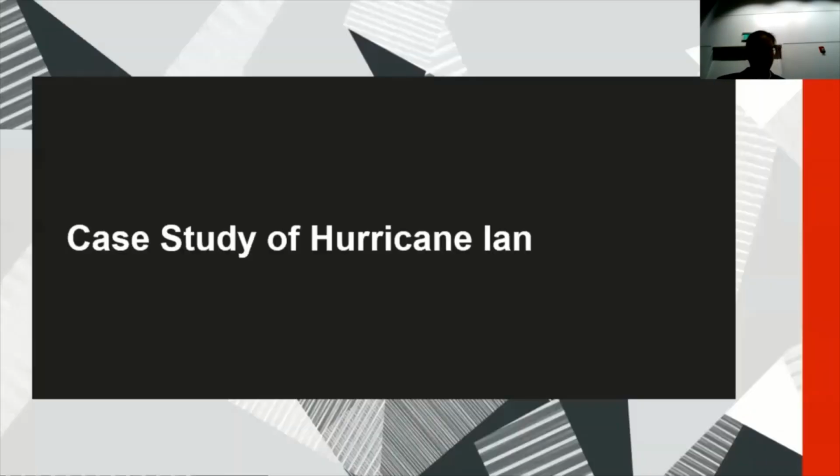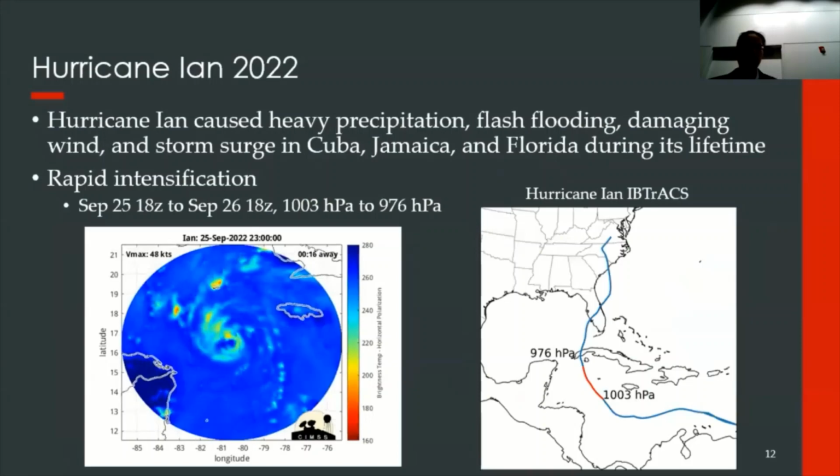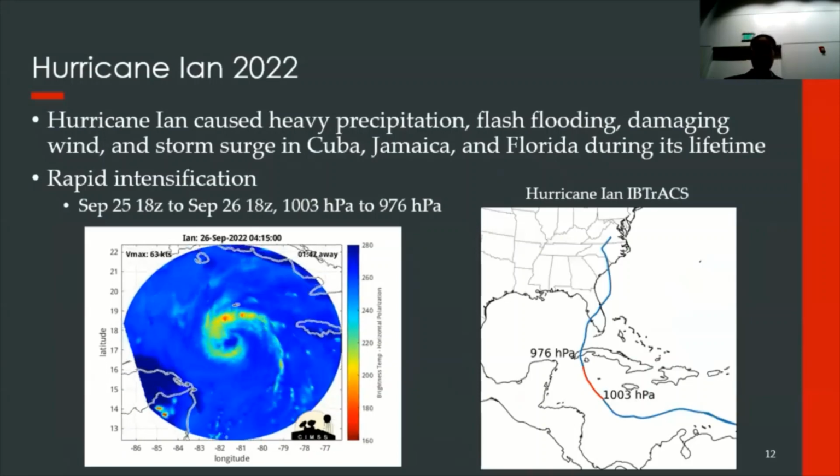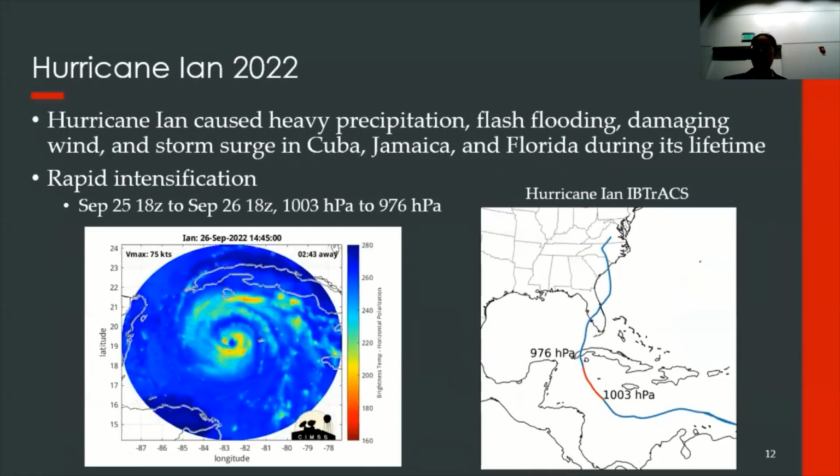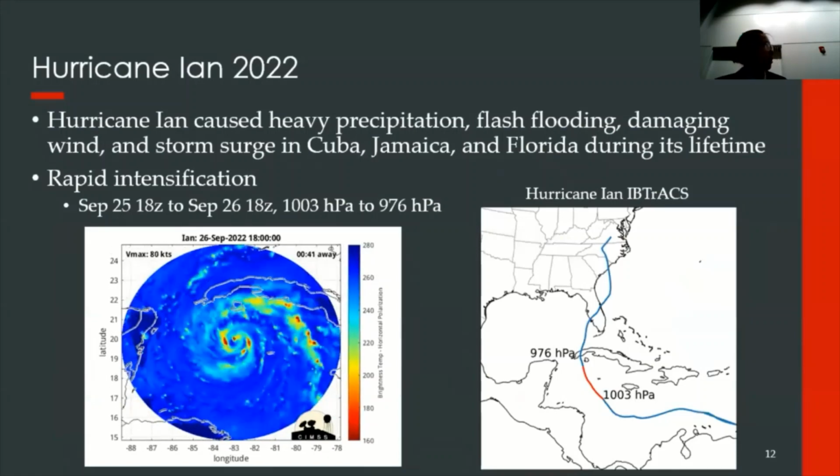And speaking of Hurricane Ian, it caused much precipitation and flash flooding, damaging winds, and storm surge in Cuba, Jamaica, and Florida during its lifetime. Here I am investigating its first rapid intensification period, from September 25th 18Z to 26th 18Z, where it deepened from 1,003 hectopascals to 976.